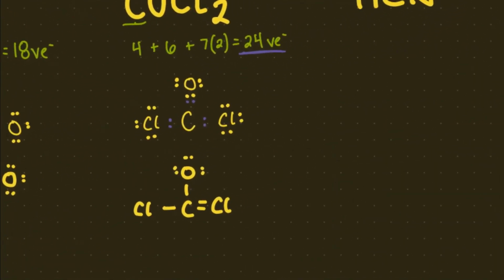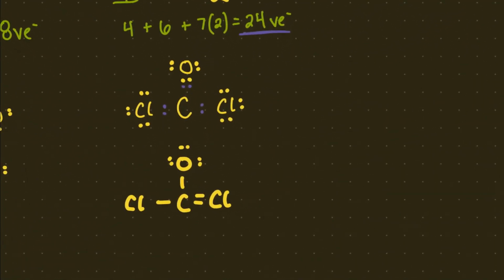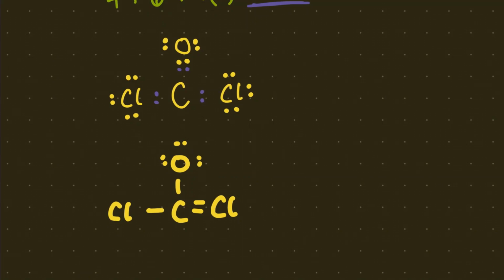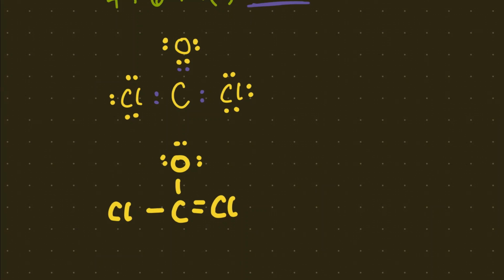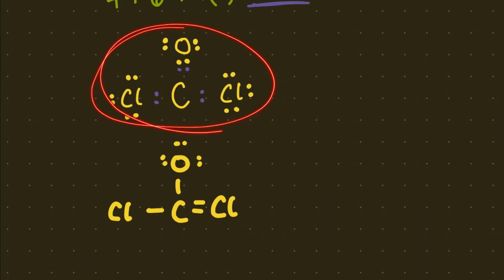If that's gibberish to you, don't worry about it. It's really okay. But basically, because of resonance, both structures are fine. But this one is going to be more common. It's going to be more stable. This is something that's called the major contributor.